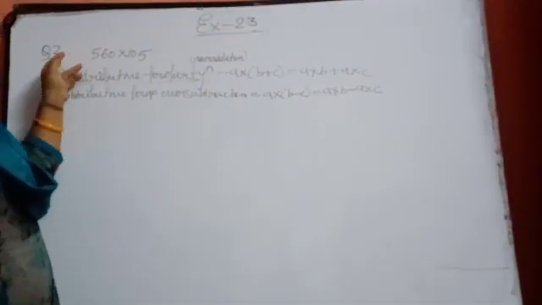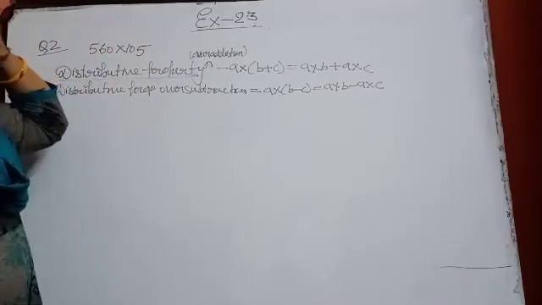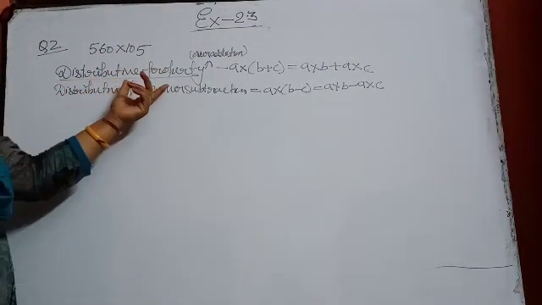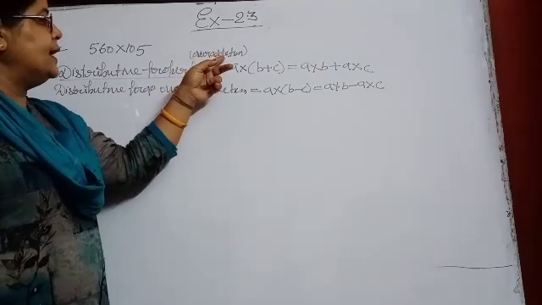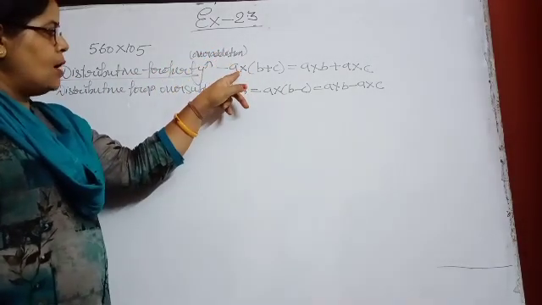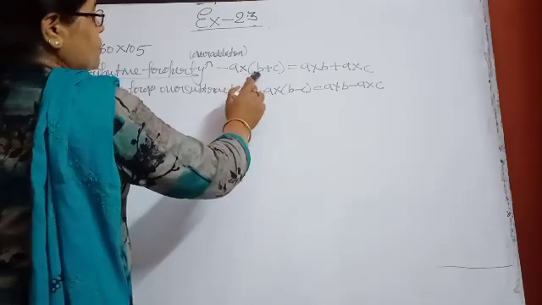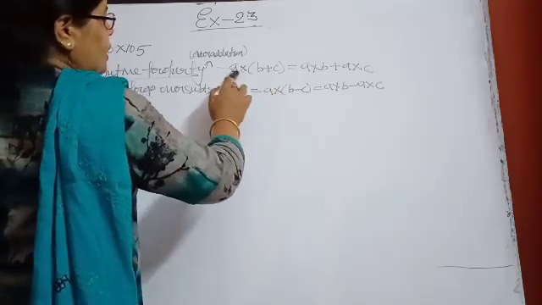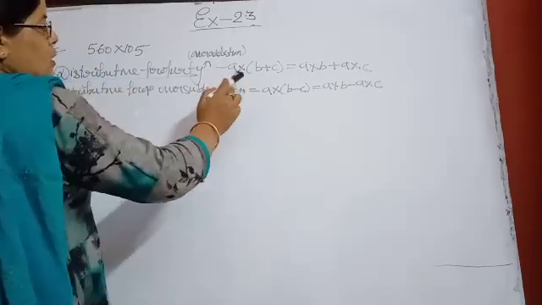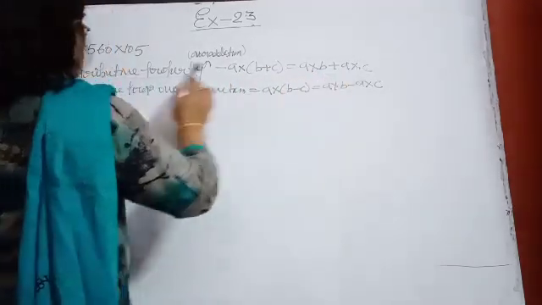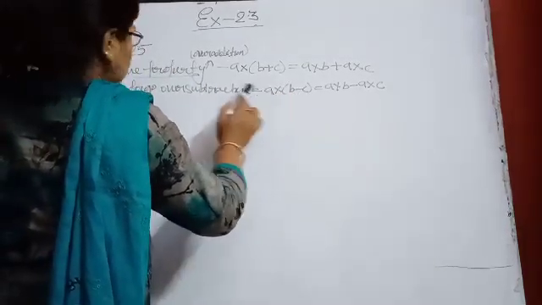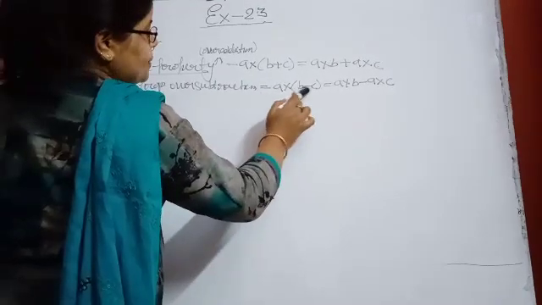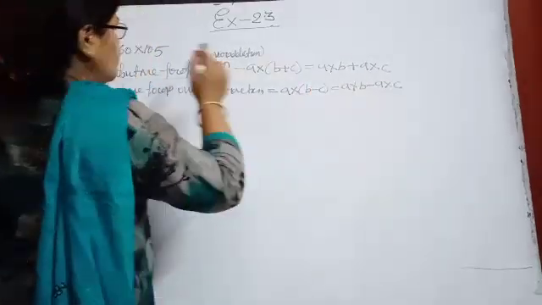Good day children. In the live class I have taught you Exercise 2.3, question number 2, 560 into 105, which you have to solve by the distributive property. We have two parts of the distributive property. First one is distributive property over addition, meaning the inner bracket will have addition and it will be multiplied by another number. So in this case it will be a into (b plus c) equals a into b plus a into c, and the distributive property over subtraction will be a into (b minus c), meaning multiplication over subtraction. Okay, so a into b minus a into c.